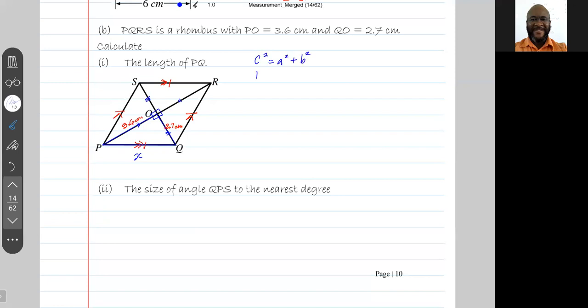And in this formula, c is the hypotenuse and a and b are the other two sides. So for this triangle, the hypotenuse is the side in front of the right angle. So the hypotenuse is x. So x squared is equal to 2.7 squared plus 3.6 squared. So let's work this out.